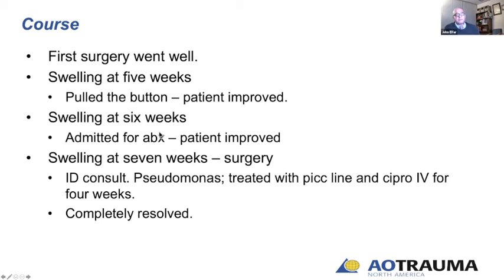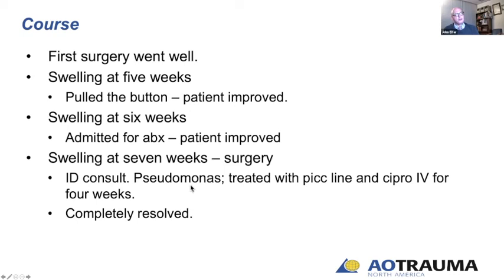He improved a lot, so I let him go. He had swelling again at 7 weeks, and then I took him to surgery and I had ID consulted. In our institution, we have ID in the orthopedics department. We have an infectious disease doctor. I removed the repair because it was infected.